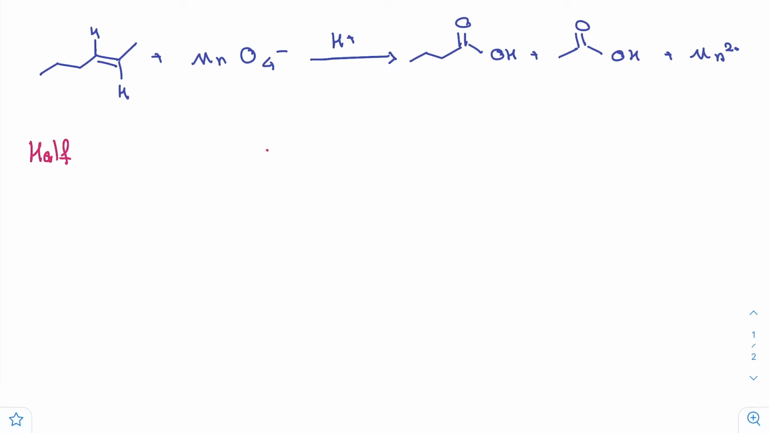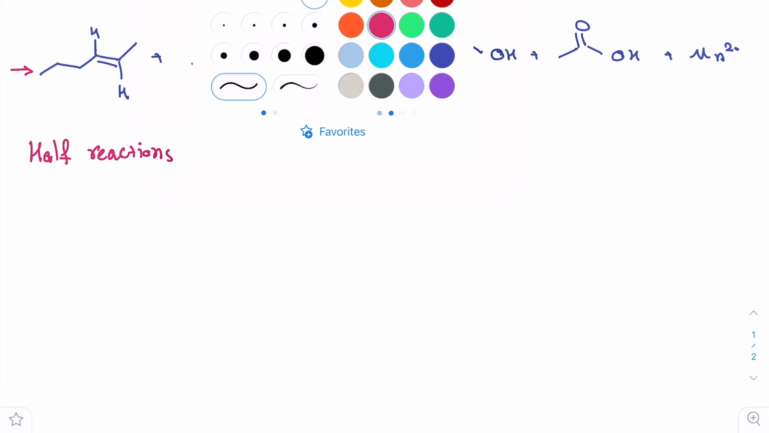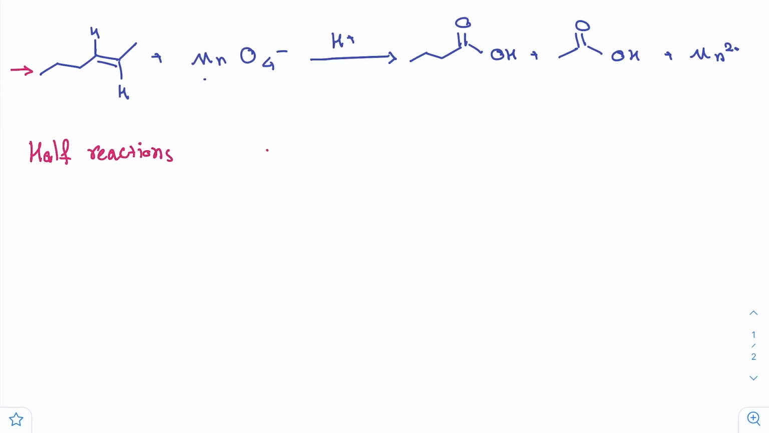So half reactions. The goal of this method is to break the reaction down to an oxidation half reaction and a reduction half reaction and make sure that the number of electrons produced and consumed is basically the same. So obviously MnO4 minus and Mn2 plus are involved in a half reaction. So let me highlight that using purple.